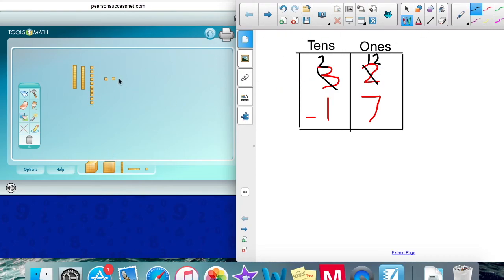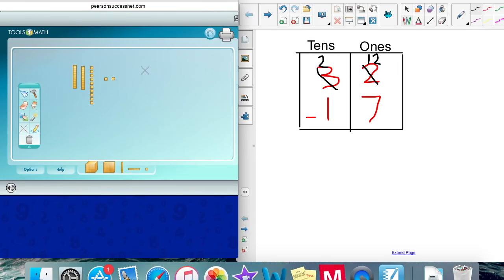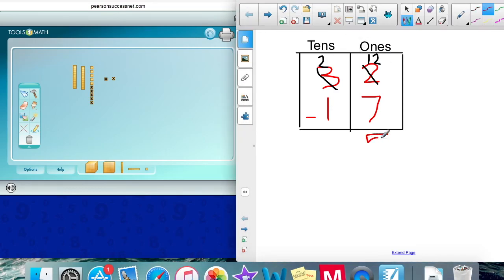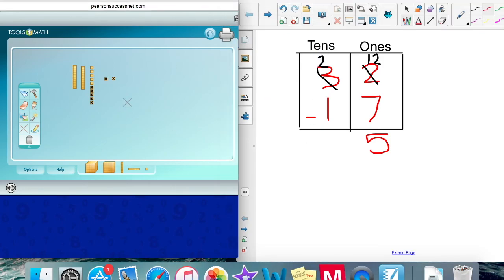So we can do our subtraction now. I have to take away 7 ones from our problem. 1, 2, 3, 4, 5, 6, 7. That leaves me with 1, 2, 3, 4, 5 remaining ones. Now let's go over our tens. Our problem in our tens column is 2 minus 1. I have 2 tens. I have to take away 1 ten. That leaves me with 1 ten left over.